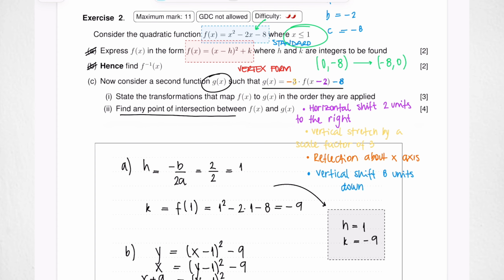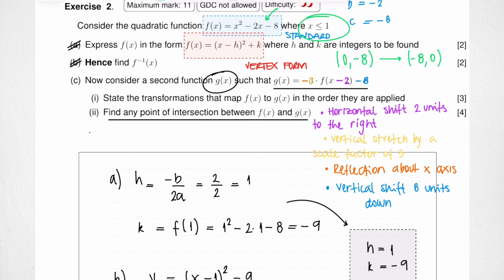Now, to find the intersections between f and g, we should find our g of x first. So -3 times f of x minus 2, which means that we take our f of x and substitute x minus 2 over here. Do remember that h is 1 and k is -9. So what we're going to have is -3 times ((x minus 2) minus 2) squared minus 9, and all that minus 8, which gives us -3x squared plus 18x minus 8.